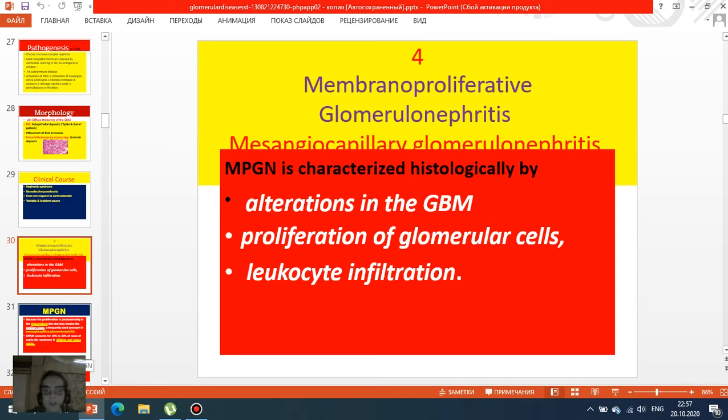So next is membranoproliferative glomerulonephritis, or mesangiocapillary glomerulonephritis. Membranoproliferative glomerulonephritis is characterized histologically by alteration in the basal membrane, proliferation of glomerular cells, and leukocyte infiltration.